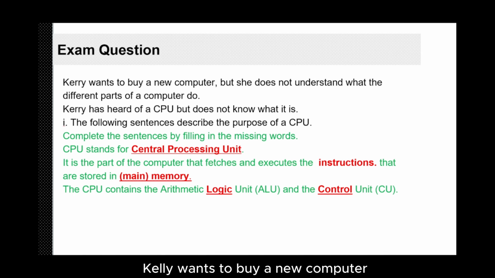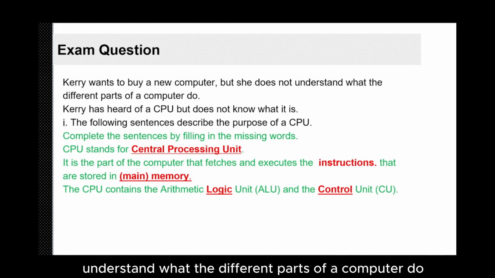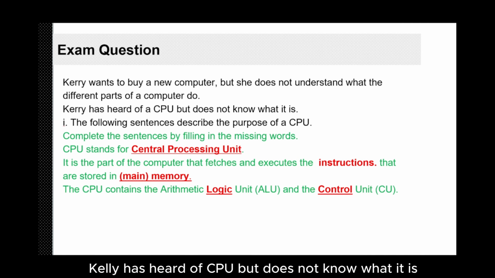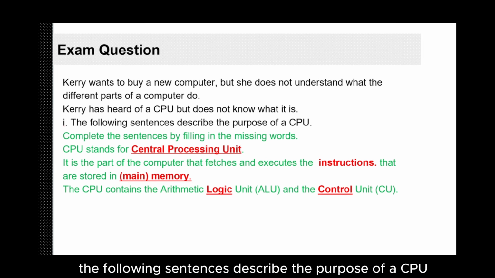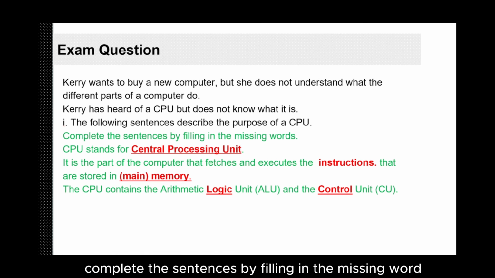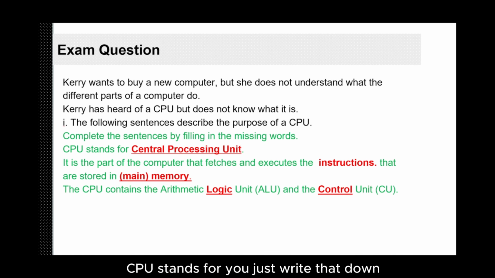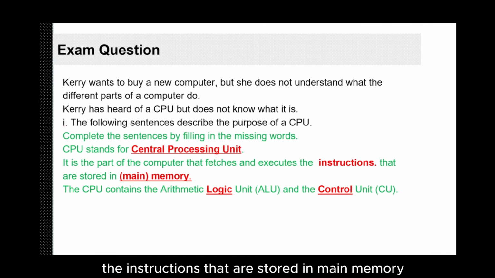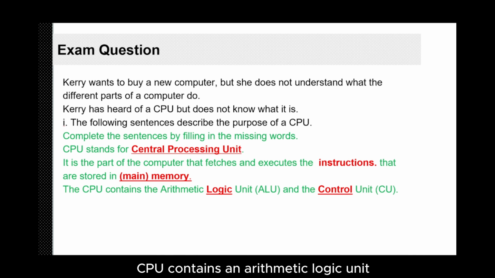So let's look at an exam question. Kelly wants to buy a new computer, but she does not understand what the different parts of a computer do. Kelly has heard of CPU but does not know what it is. The following sentences describe the purpose of a CPU. Complete the sentences by filling in the missing words. CPU stands for, so you just write that down, Central Processing Unit. It's the part of the computer that fetches and executes the instructions that are stored in main memory. The CPU contains an arithmetic logic unit and the control unit.